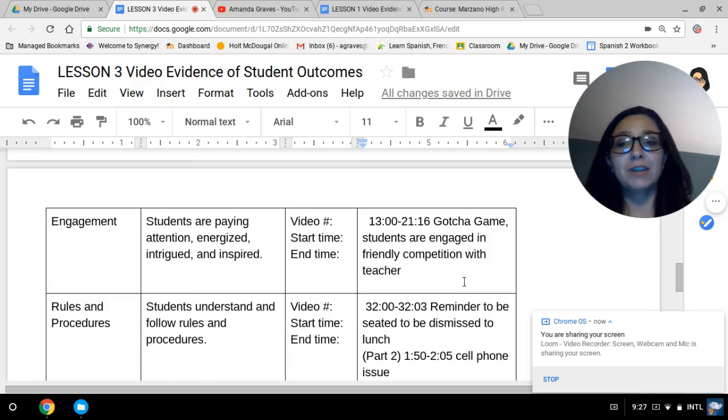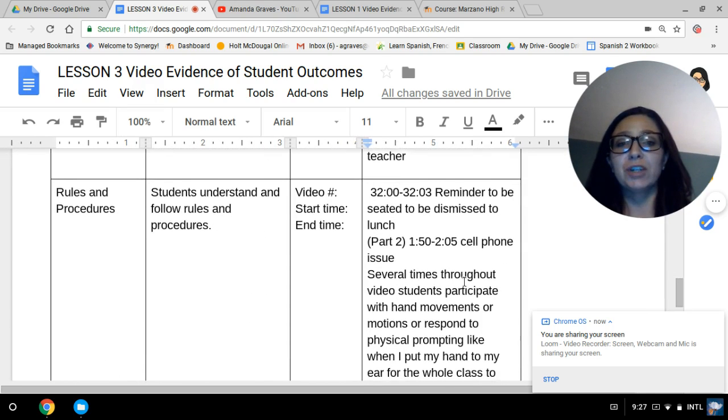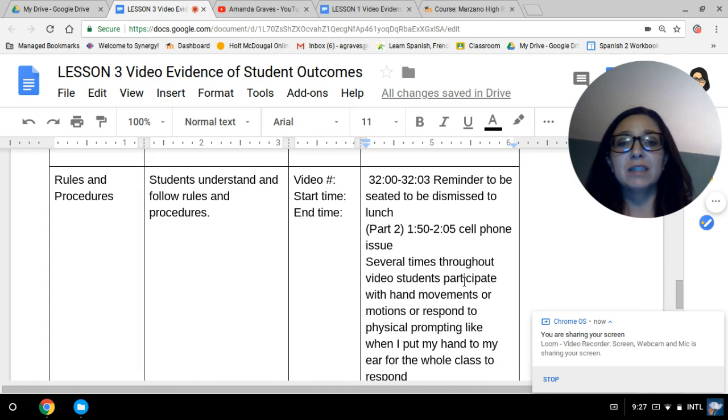Engagement was definitely the gotcha game. Rules and procedures: in a couple of situations, the students had to be reminded to be seated. They don't ever get to leave this class when the bell rings unless they're in their seats. They know I don't like it when they line up at the door or they're rushing to get through an activity. So they always have to be seated.